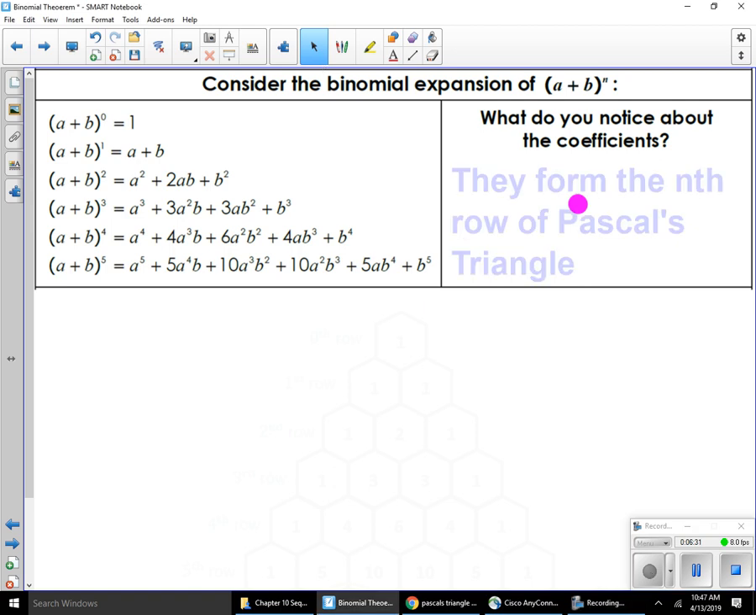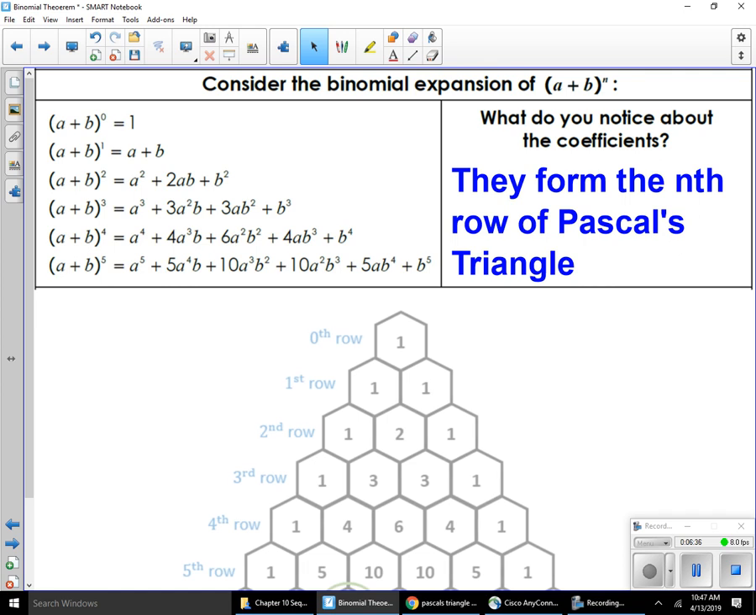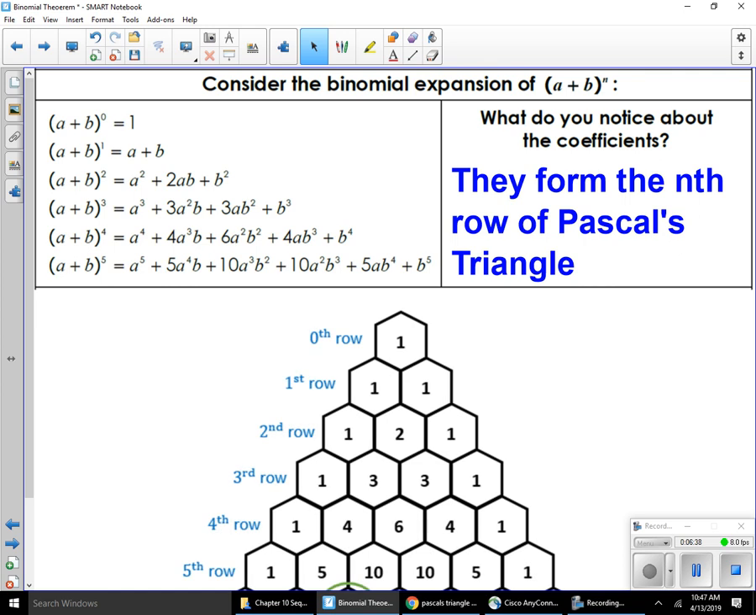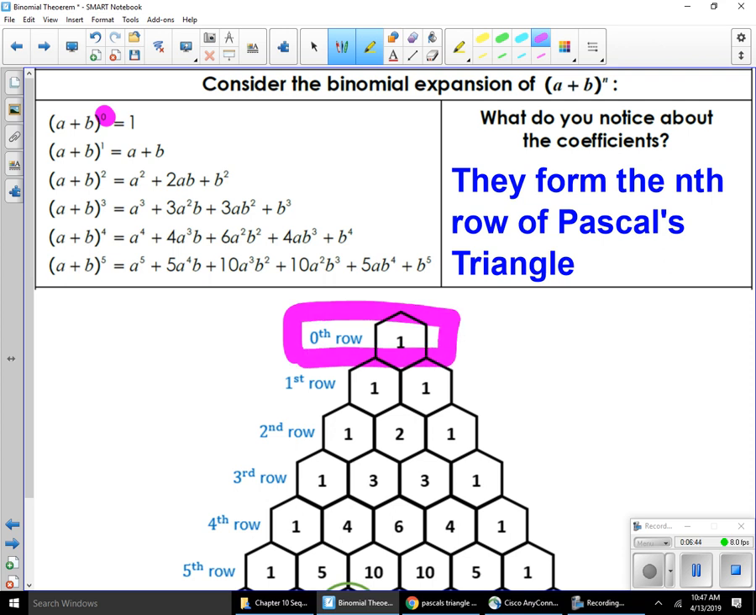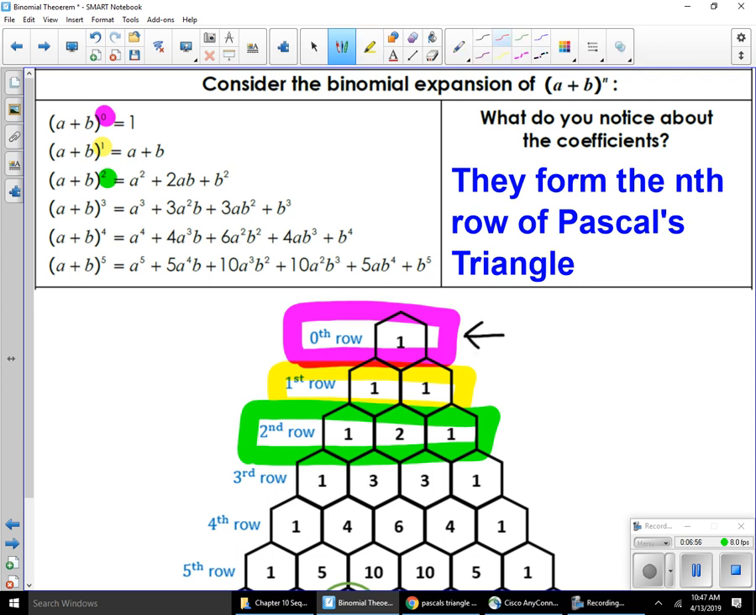Mathematically, we would say that they form the nth row of Pascal's triangle. I'm just bringing one of these triangles in here to explain what we mean by nth row. The 0 power matches up with the 0th row, the one there at the top. The first power matches up with the first row, and so on and so forth. Second power matches up with the second row. What's weird is that we do start counting at 0.